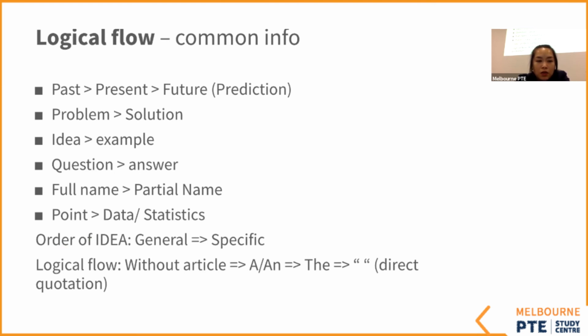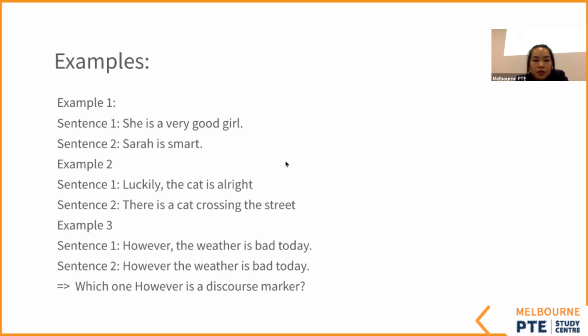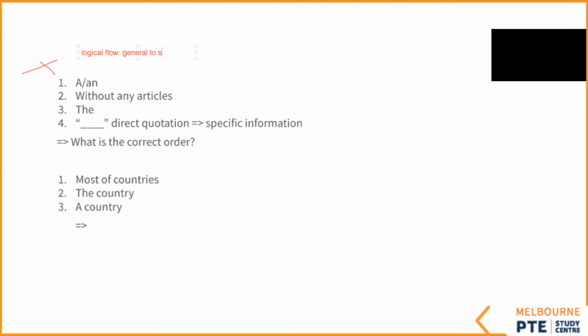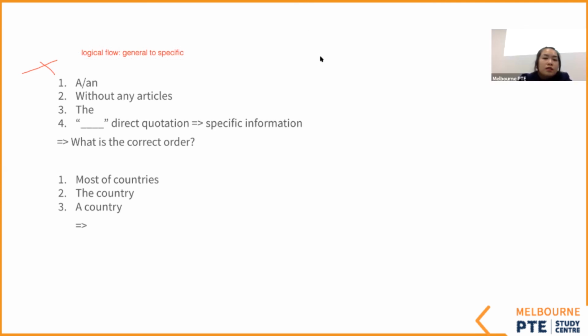The last logical flow, let me explain to you. This one is quite special. Now, if they give you an order, 1, 2, 3, 4, four sentences, right? Now, this is an incorrect order, okay? You have to make sure it's a correct order. So, let's say the logical flow in this order is general to specific. Can you guess the correct order?